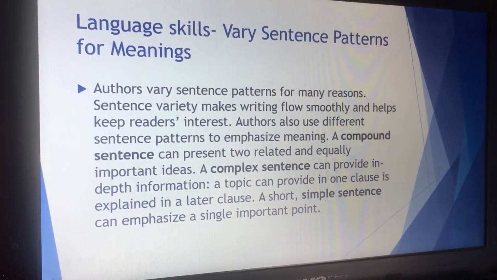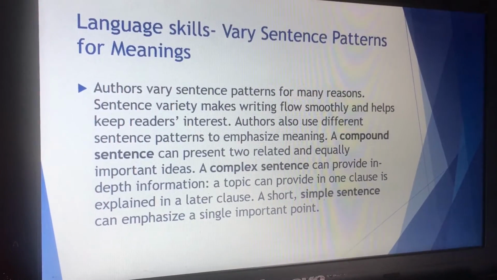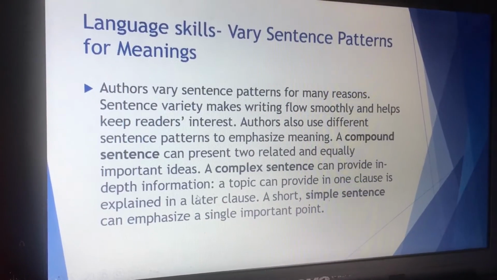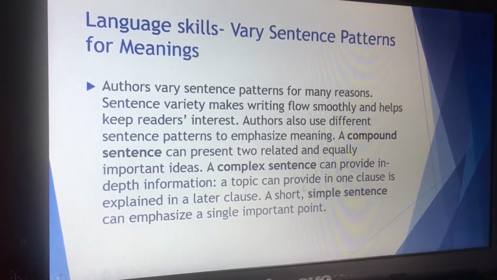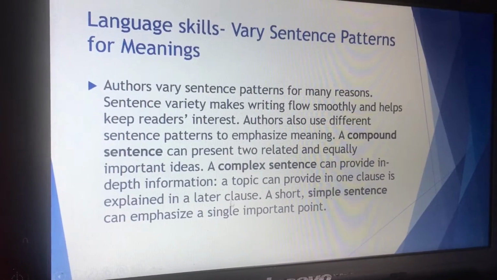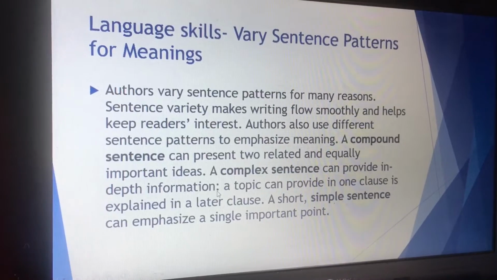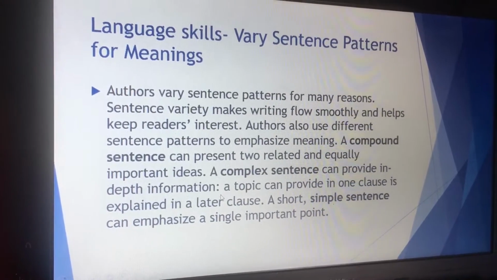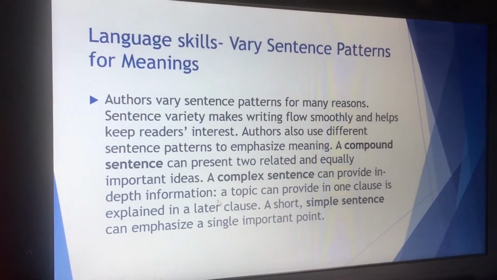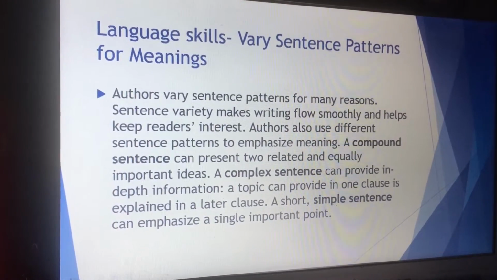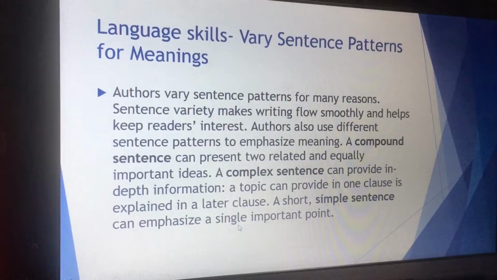The complex sentence can provide in-depth information, which means that it provides us with more details. A topic provided in one clause is explained in the later clause, which means that the other clause explains or gives more details about the first sentence. In short, a simple sentence is mainly explaining only one single important point.